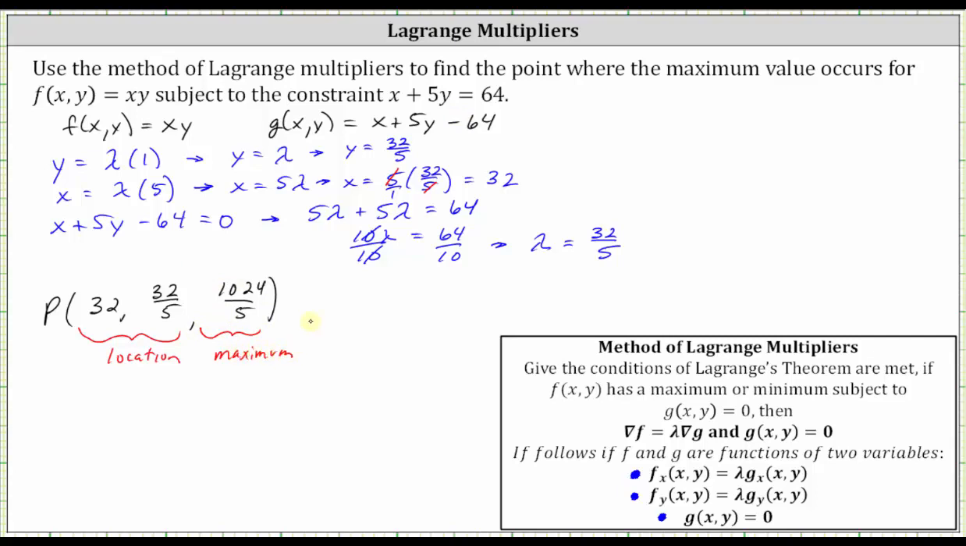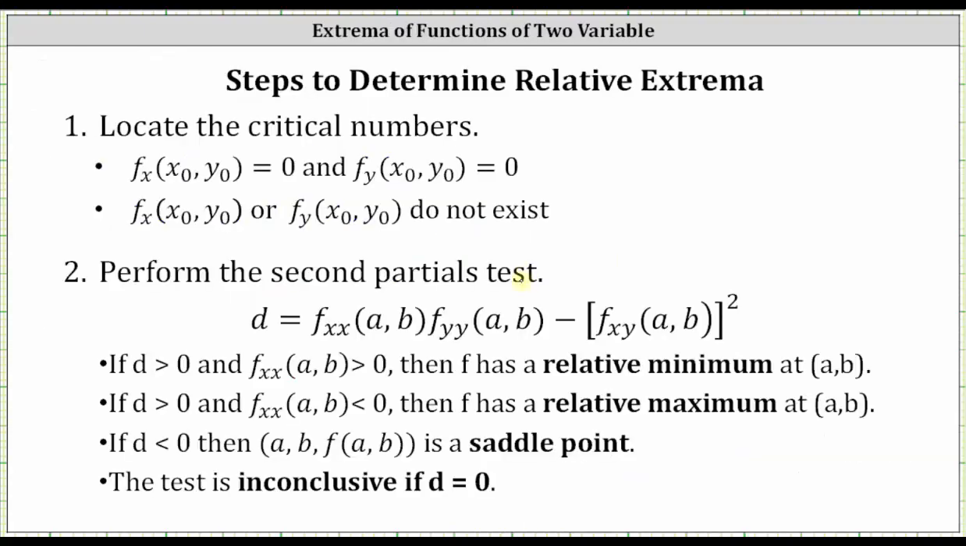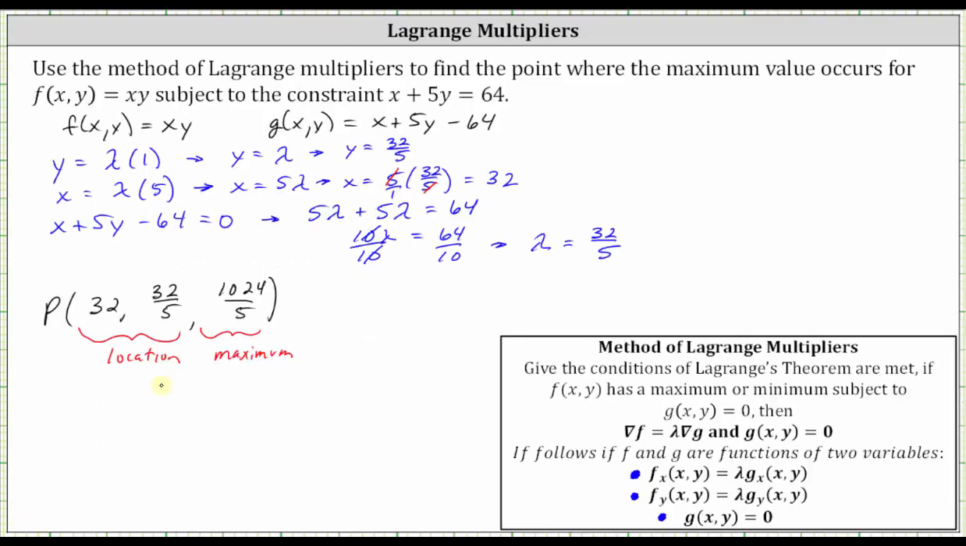Now you might be wondering, how do we know this is a maximum function value and not a minimum function value? Well, if we wanted to, we could find the second order partials and then perform the second partials test like we did in the previous section. But sometimes for these problems, it is just assumed that what we find is what we are looking for. But let's go ahead and verify this graphically.